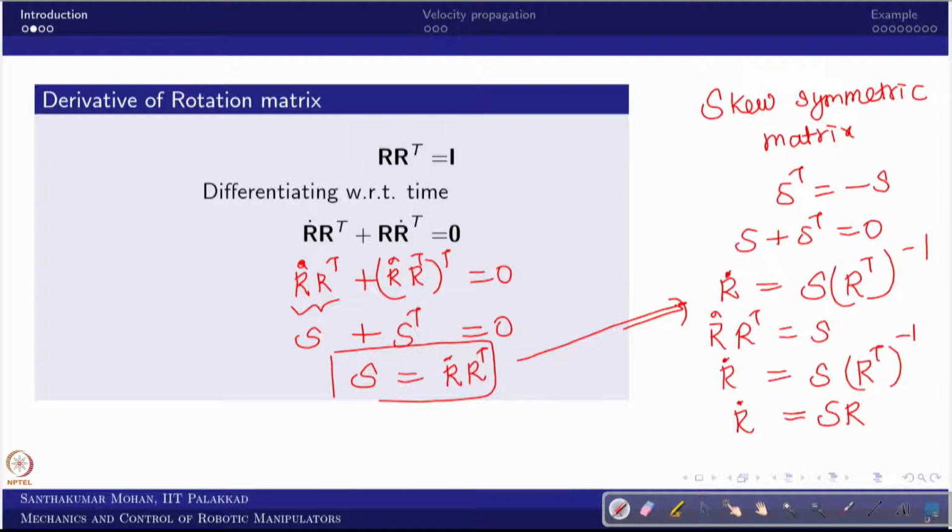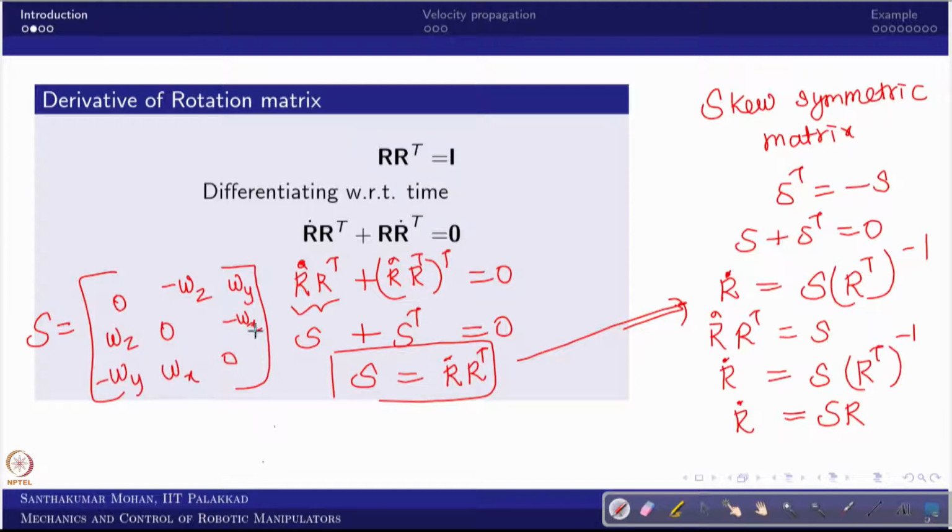Now you need to write this skew symmetric matrix. The skew symmetric matrix here is only 3 by 3 because your rotation matrix is 3 by 3. So I can write this as, probably, 0, omega z, omega y, and minus omega x. The diagonal would be 0 and the opposite off-diagonal terms have opposite signs. So this is some skew symmetric matrix. You can see the diagonal is 0 and the off diagonal terms have just opposite signs, right? So S transpose is minus S.